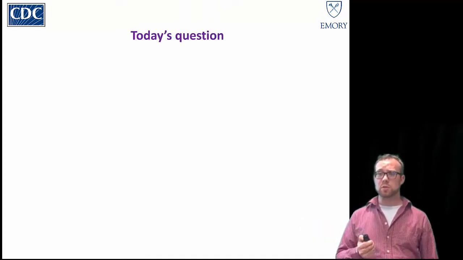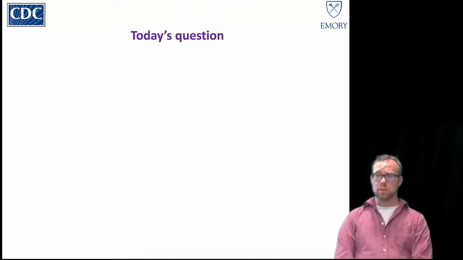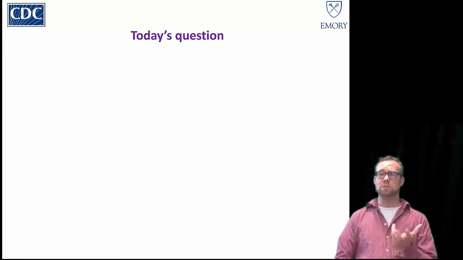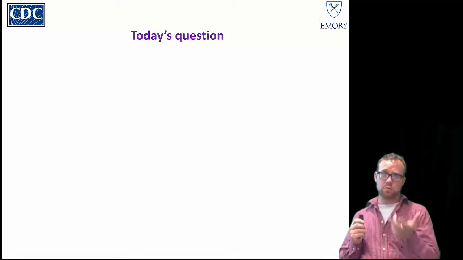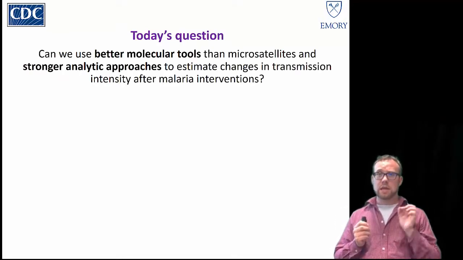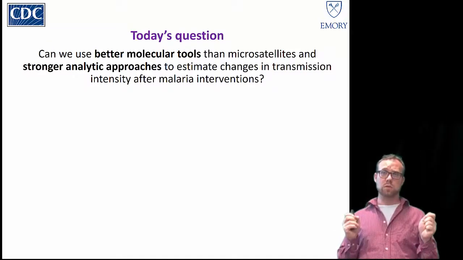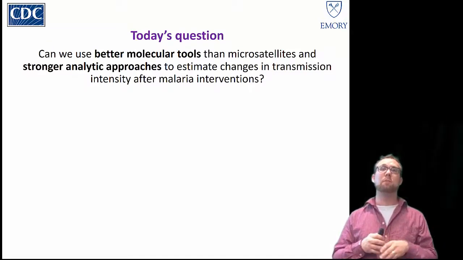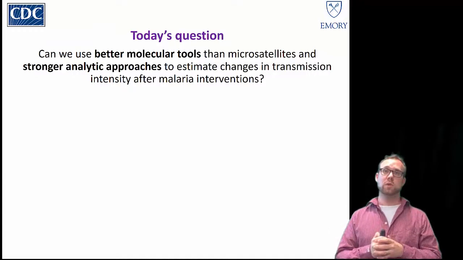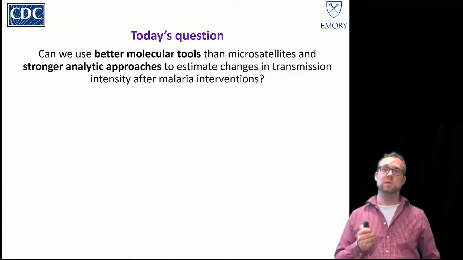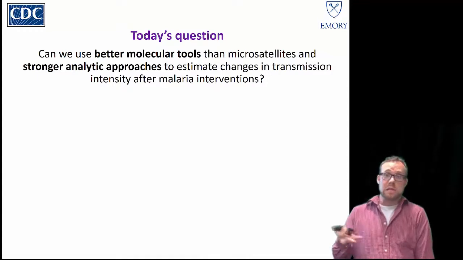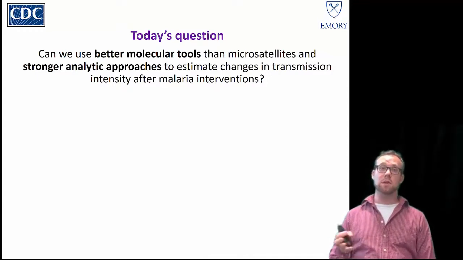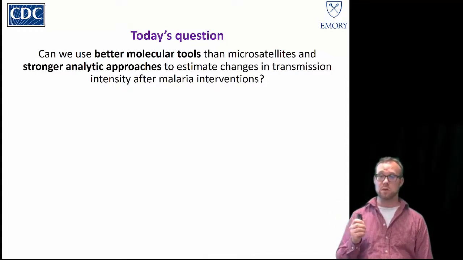So based on the information, we're not really sure what's going on. We don't know how all these different intervention programs are affecting the parasite population and the malaria transmission intensity. So the particular question we have here today is, can we use better molecular tools than the microsatellites that we have, and a better analytical approach to try to estimate the changes in transmission intensity after these malaria interventions that we made? So can we see more of what's happening in these areas, and particularly in high transmission areas?